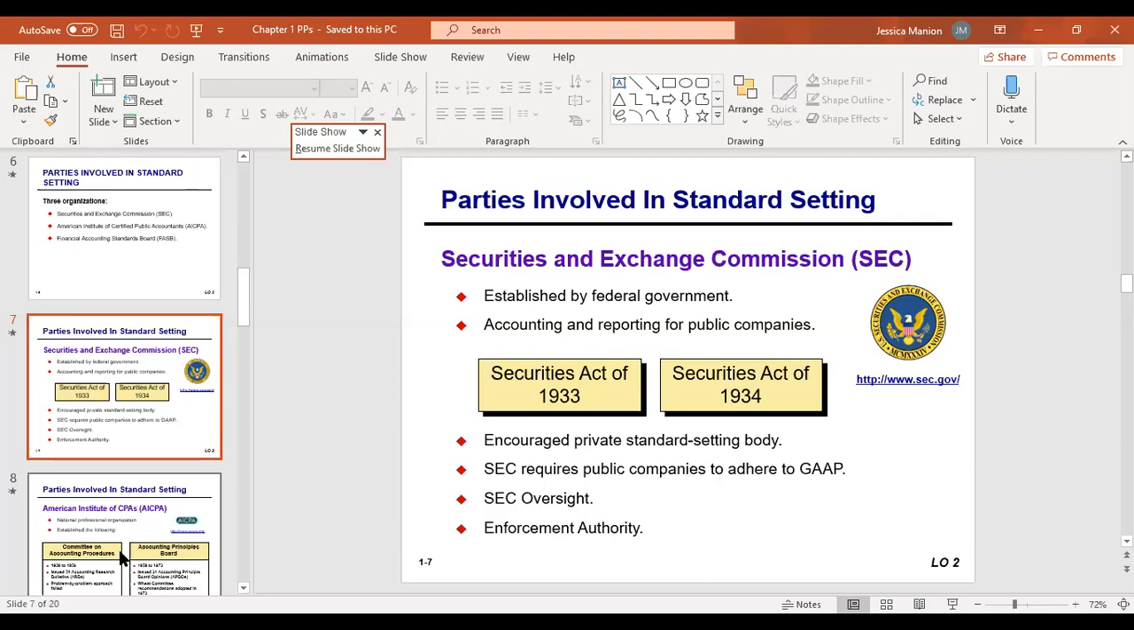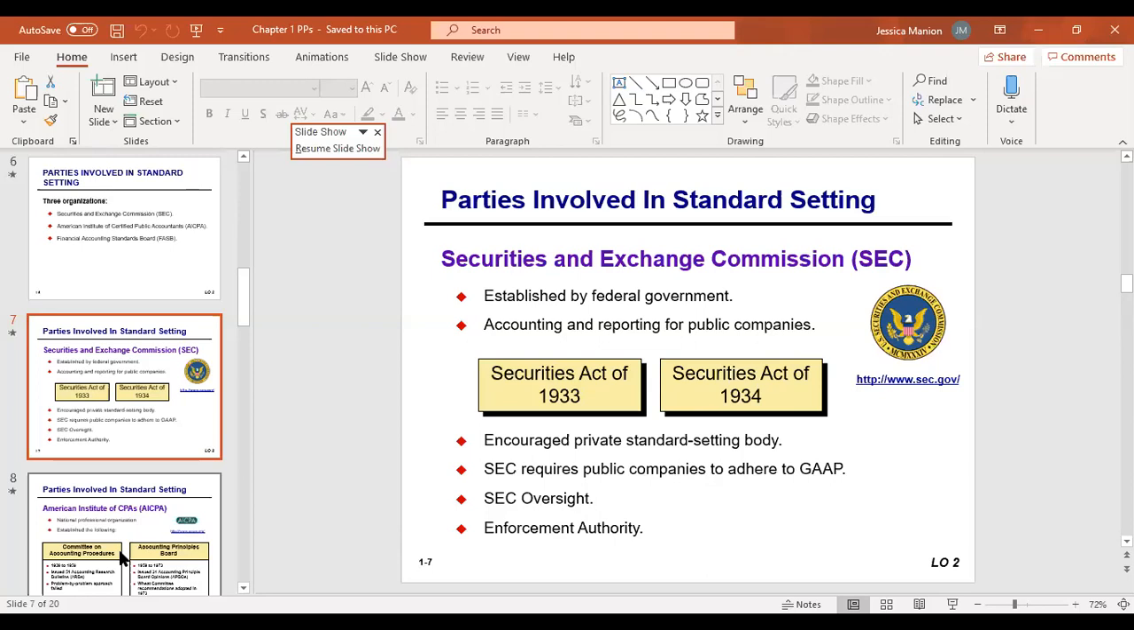The SEC also communicates with the Financial Accounting Standards Board to come up with drafts, standards updates, and concepts and things like that. So they work directly with the Financial Accounting Standards Board and really have oversight over it in that way.